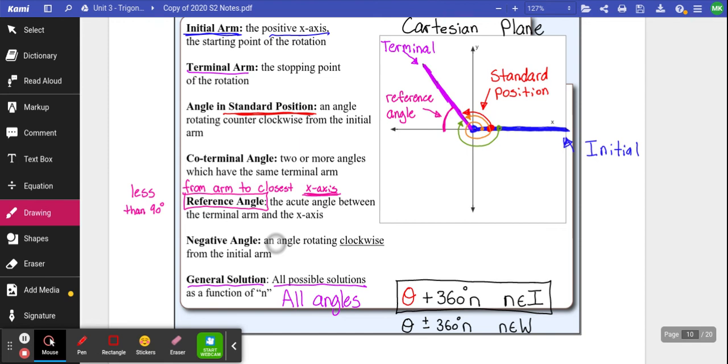What if it's like a right triangle, a right angle? What if the standard position is 90? What would the reference angle be? It'd be 90. Oh, it can be 90. The standard position and the reference angle can be the same thing. Okay, so if it doesn't go beyond quadrant 1, less than or equal to 90. Yes.